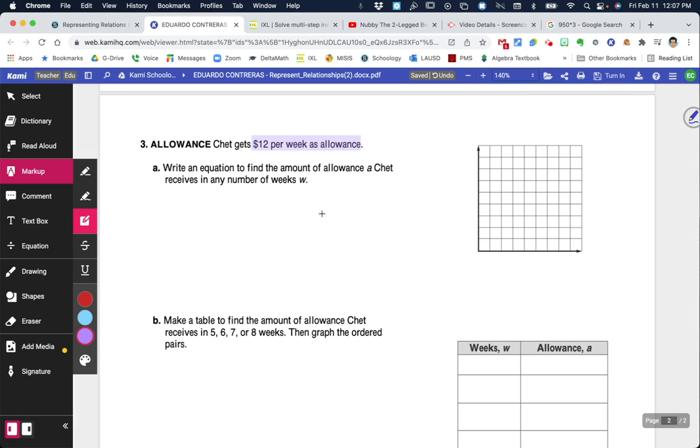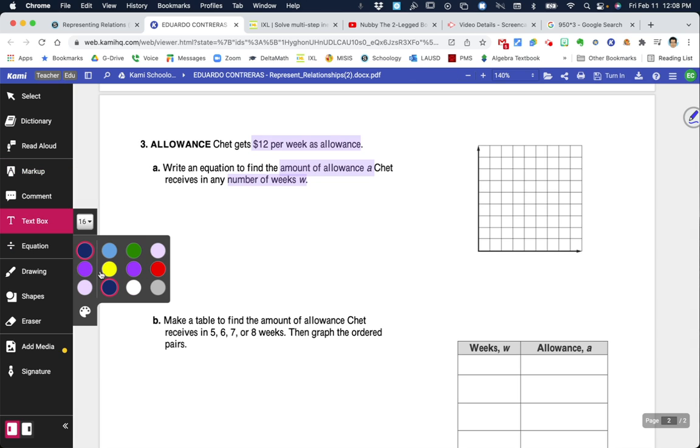And then what are we calling the amount of allowance? Amount of allowance is A for allowance. That makes sense. And what's our other variable? W for weeks. Thank you. Okay. So that's what we want. So by now we've done a few of these, right? It should be super easy to come up with this equation, I'm hoping.